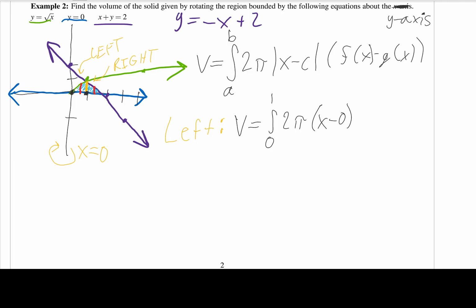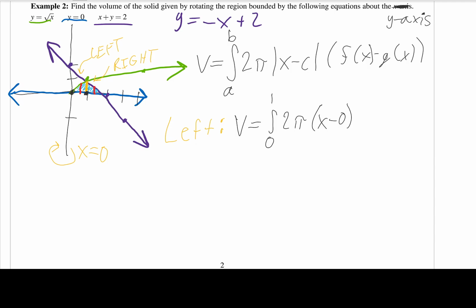And I guess that's maybe even a better way to think about it. If you have a vertical line that you're rotating about, if your curve sits to the right of that line, then you're going to be doing x minus c. If your curve sits to the left of the line, right, if it looks something like this, then you're going to be doing c minus x. Okay?